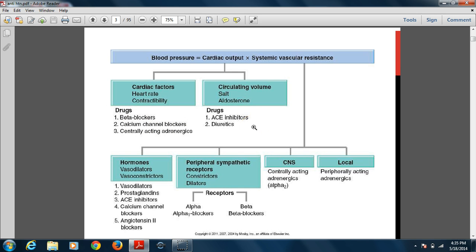What I would encourage you to do, after we finish this lecture, is to go back to these slides and look at cardiac factors, circulating volume, and try and refresh yourself on all the medications we just talked about, and what categories they fit into.